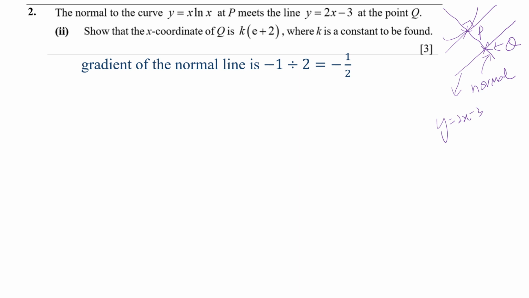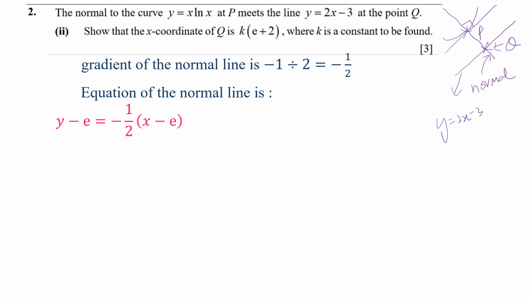To find the equation of the normal line, I need to find the gradient. We are told that the gradient of the tangent line is 2. So the gradient of the normal line will be negative 1 divided by 2, which gives negative half. We need to use point P, because the normal line also passes through point P.